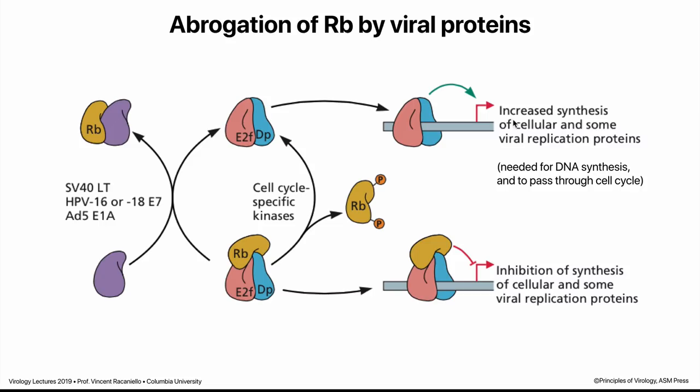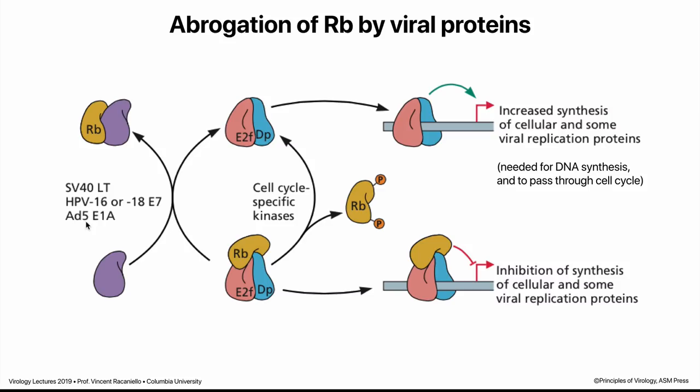SV40, papillomaviruses, adenoviruses, their DNA can be replicated because they need the cell proteins that are involved in cellular DNA synthesis. The bigger viruses don't have an issue with this. Herpes viruses include enough of their own proteins that they don't need to deal with this RB E2F story. Of course, the pox viruses, as I say, they avoid the nuclear bureaucracy entirely because they're in the cytoplasm. So this is how these viruses, SV40, human papillomaviruses, adenovirus, start the cells dividing.